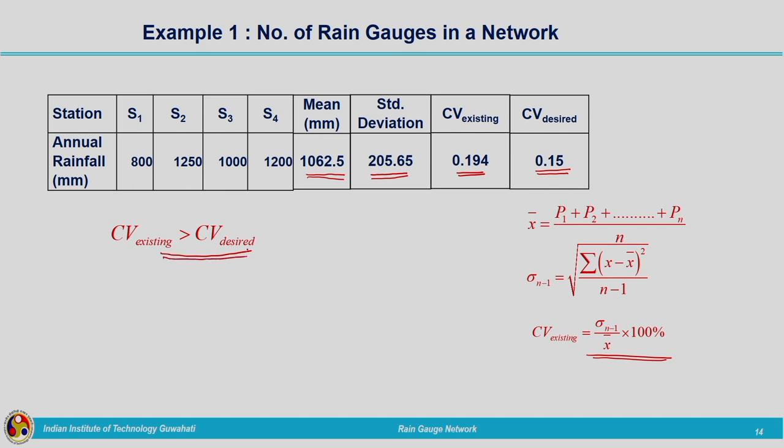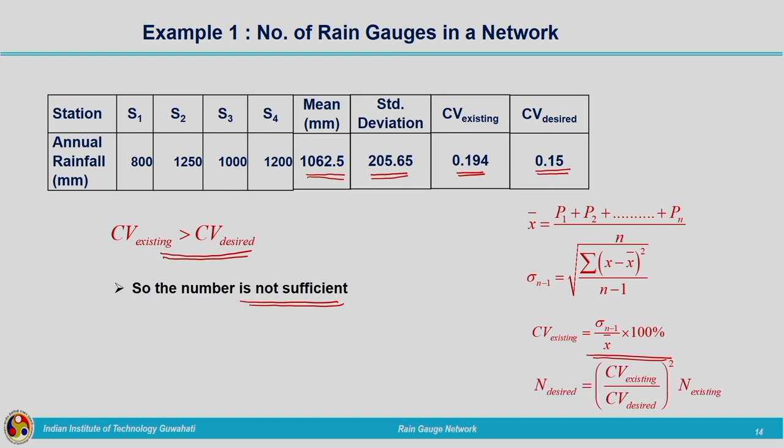So definitely we need to provide extra rain gauges to satisfy the condition of the coefficient of variation. So the number is not sufficient in this case. How can we calculate the desired number? N desired is given by CV existing divided by CV desired, squared, multiplied by N existing. That is calculated to be 6.67. It should be rounded off, since it is a rain gauge number. So 6.67 should be 7.